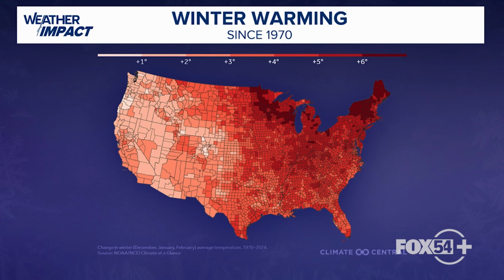Here's what warming looks like all across the United States since 1970. Notice how we're seeing those darker shades of red. That's an indication of some locations seeing about 6 degrees above average. And it looks like the warming trend seems to be the most here in the southeast.